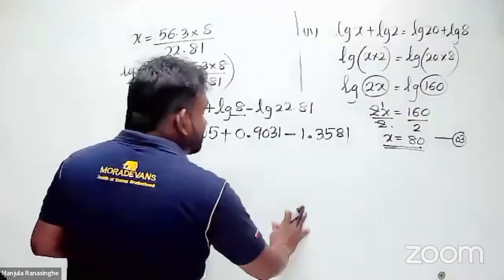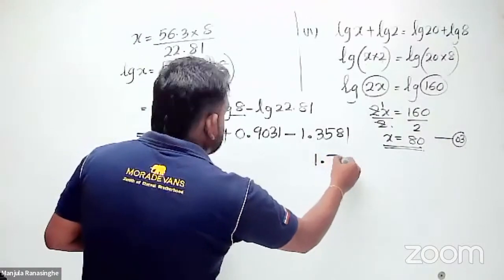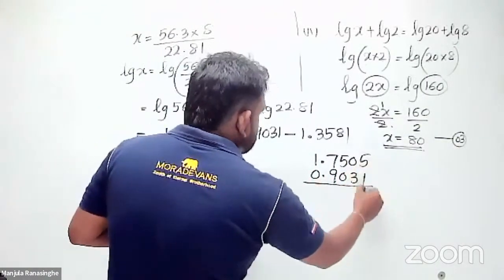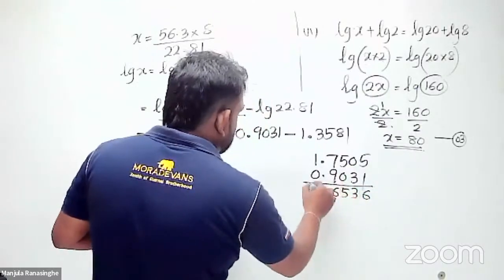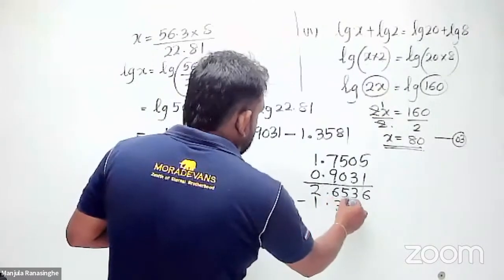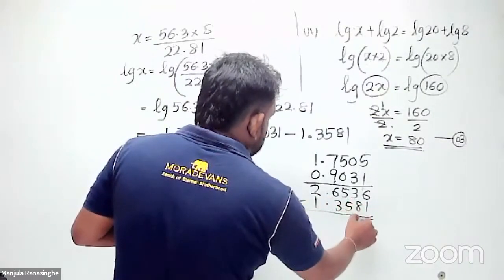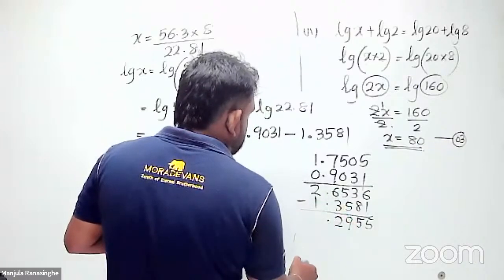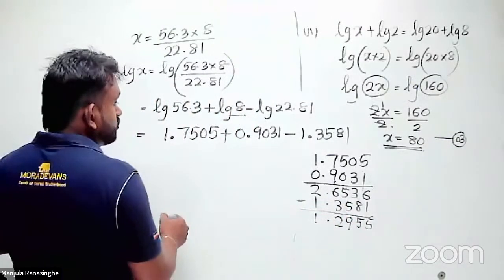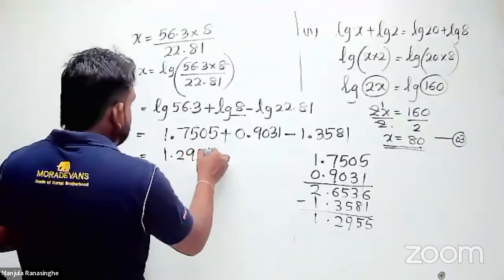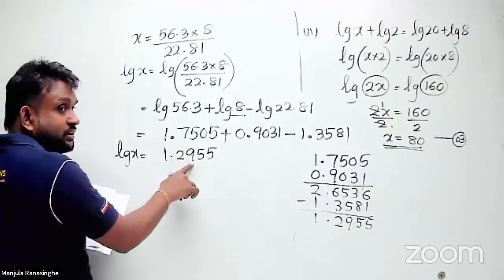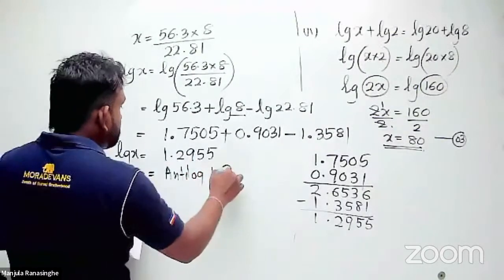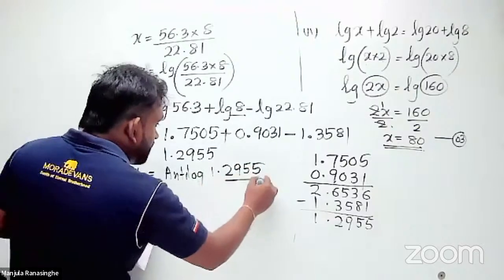Then how to deal with it at the side, not on rough sheets. You write at the side 1.7505, add with 0.9031 and take the addition, 2.6536. Then subtract this value 1.3581. The answer is 1.2955. That is what lg x is given. Now, lg x is given as this one, so you take x as the antilog of this value, 1.2955.